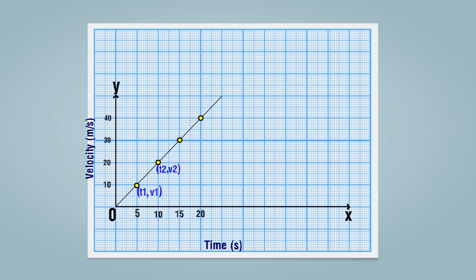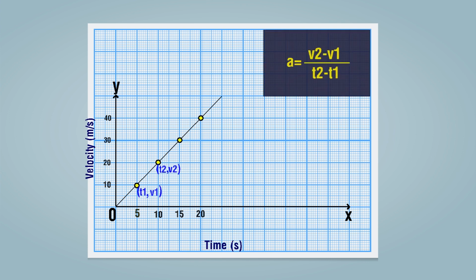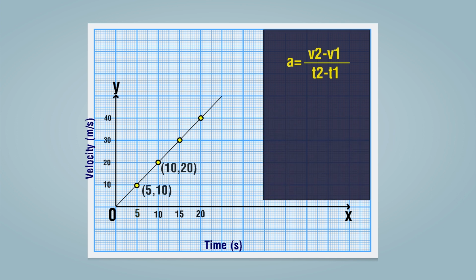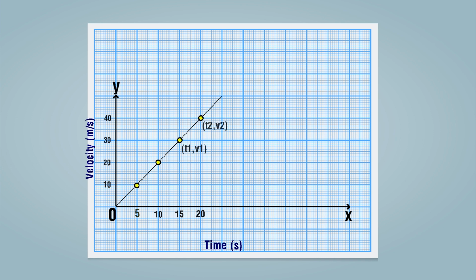Calculate the acceleration of the car as the ratio of the change in velocity, v2 minus v1, of the car to the corresponding time interval, t2 minus t1. a is equal to (v2 minus v1) upon (t2 minus t1). Similarly, determine the acceleration of the car for another time interval by choosing different sets of points on the v-t graph.